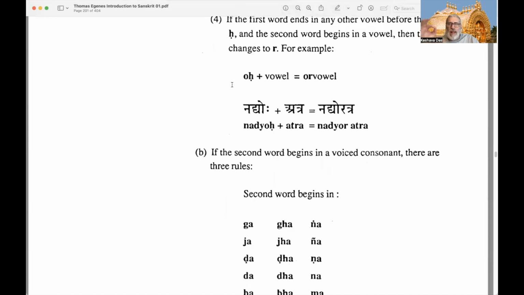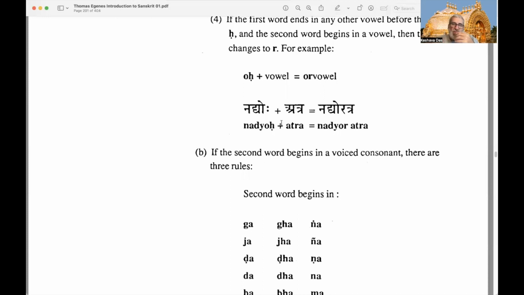So we have O and Visarga, oho, at the ending of the first word, and the beginning of the next word begins with any vowel whatsoever. So then it becomes or. And in this case, he's written or and the vowel with no space in between. In the Devanagari, there's not going to be a space in this case. You can make a space by using a halanta virama, but normally it won't make a space. It'll make the two words in Devanagari become like one word.